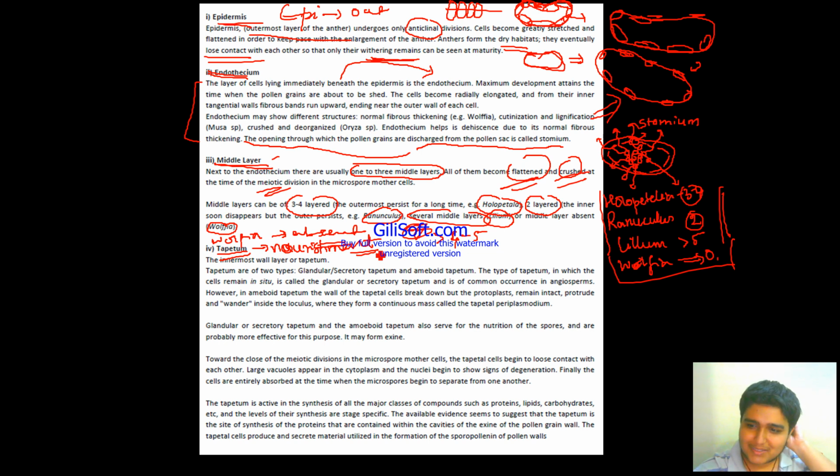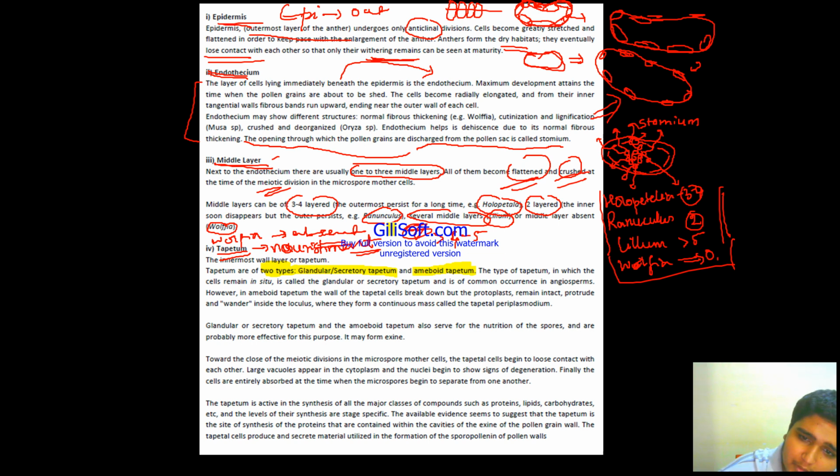I shouldn't have compressed everything in a single slide. I'm finding it very difficult to explain here. I'm not able to write anything because whatever I write is wiping off the content. Yeah, my bad. I'll see to it that it doesn't happen the next time. Let me explain here itself. There are 2 types: glandular or secretory tapetum and amoeboid tapetum. 2 types. Clear?